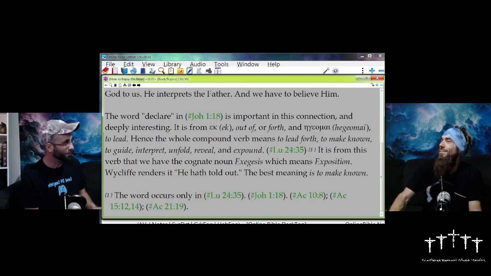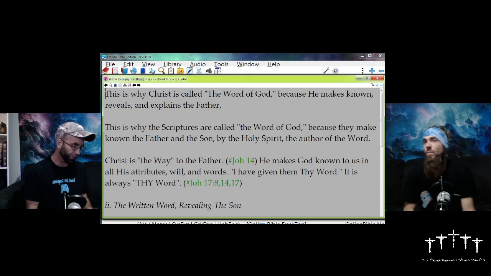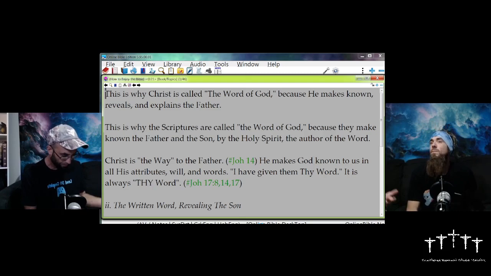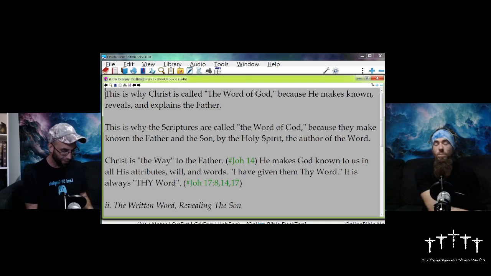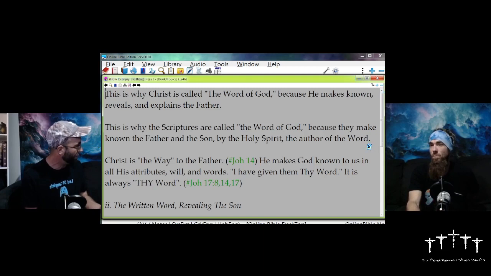This is why Christ is called the Word of God, because he explains or reveals God, because he makes known, reveals, and explains the Father. This is why the Scriptures are called the Word of God, because they make known the Father and the Son by the Holy Spirit, the author of the Word. We have many writers. We have one author, right?